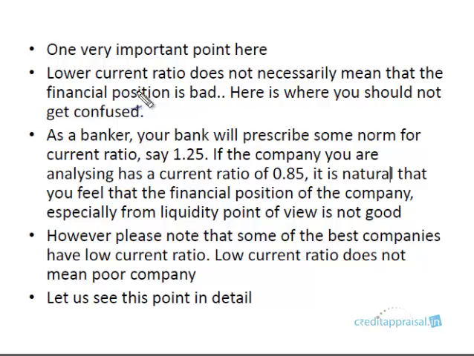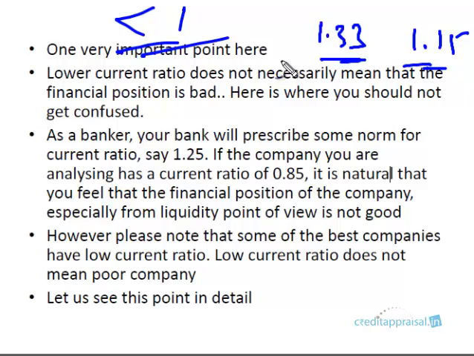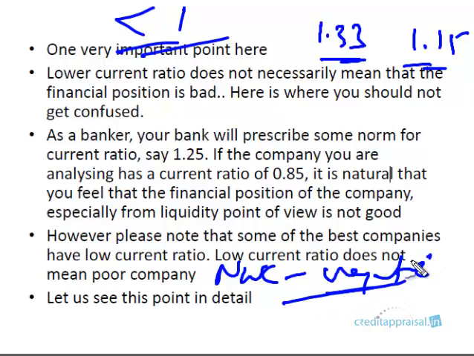But a low current ratio doesn't necessarily mean the company is doing badly. I told you earlier that there is a minimum norm of current ratio for banks, say 1.33 or 1.15. For this company it's always less than 1, and less than 1 basically means the NWC is negative. Negative NWC is not a good position, because it means the current assets are not being financed by long-term sources. The entire current assets are being financed by short-term sources, and moreover the excess of the short-term sources is being diverted into long-term uses. So that is diversion of funds.